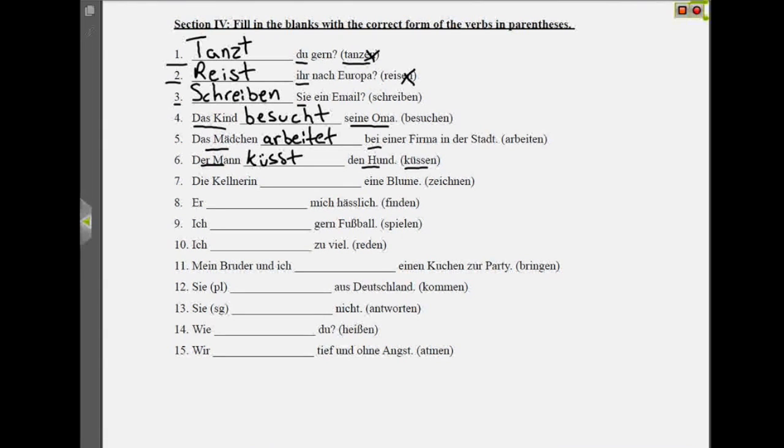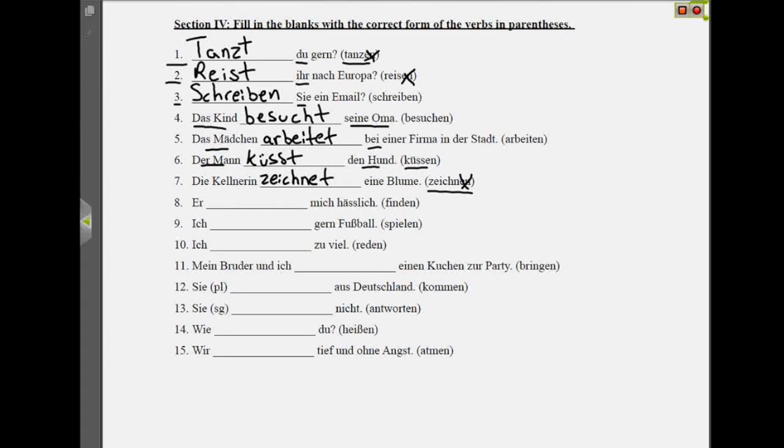Nummer 7. Die Kellnerin, something, eine Blume. The waitress is drawing a flower. Here we have zeichnen, which if we drop our en, we have an n at the end that has a consonant in front of it, which means we have to add an extra syllable for die Kellnerin zeichnet. Die Kellnerin zeichnet eine Blume. The waitress is drawing a flower.